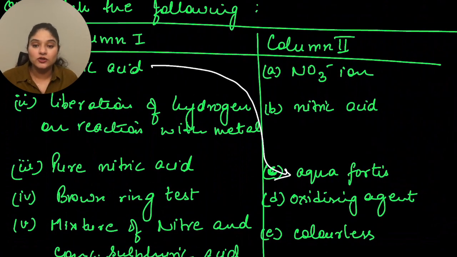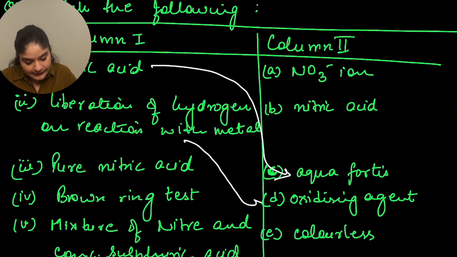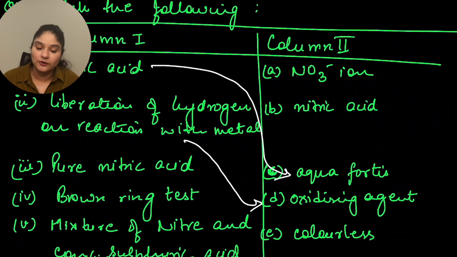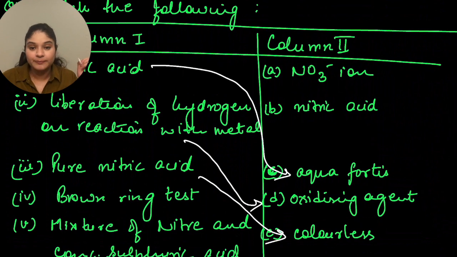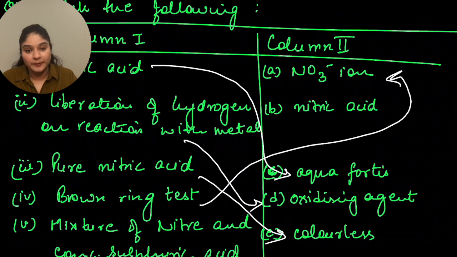The second is liberation of hydrogen on reaction with metal. So that is what nitric acid does. So this answer should be the oxidizing agent. So when it has to oxidize, you have hydrogen coming out. So liberation of hydrogen on reaction with metals is an oxidizing property of nitric acid. Now when we talk about pure nitric acid, it is colorless, so it should be E. Then you have the brown ring test. What do you basically test in that? You test the presence of nitrate ion. So in this case the answer will be A.